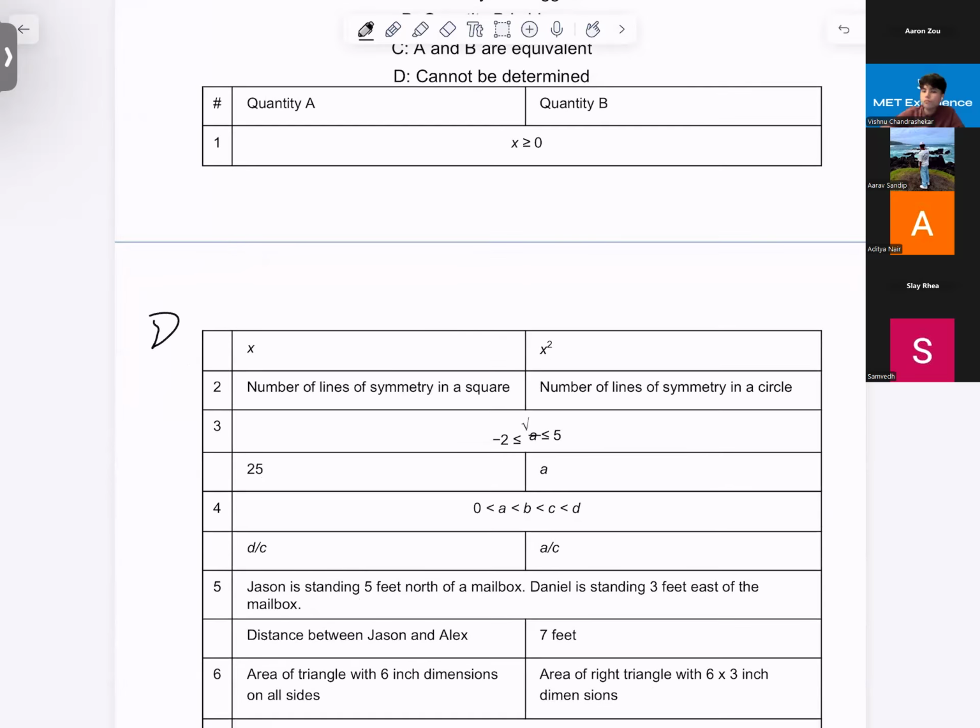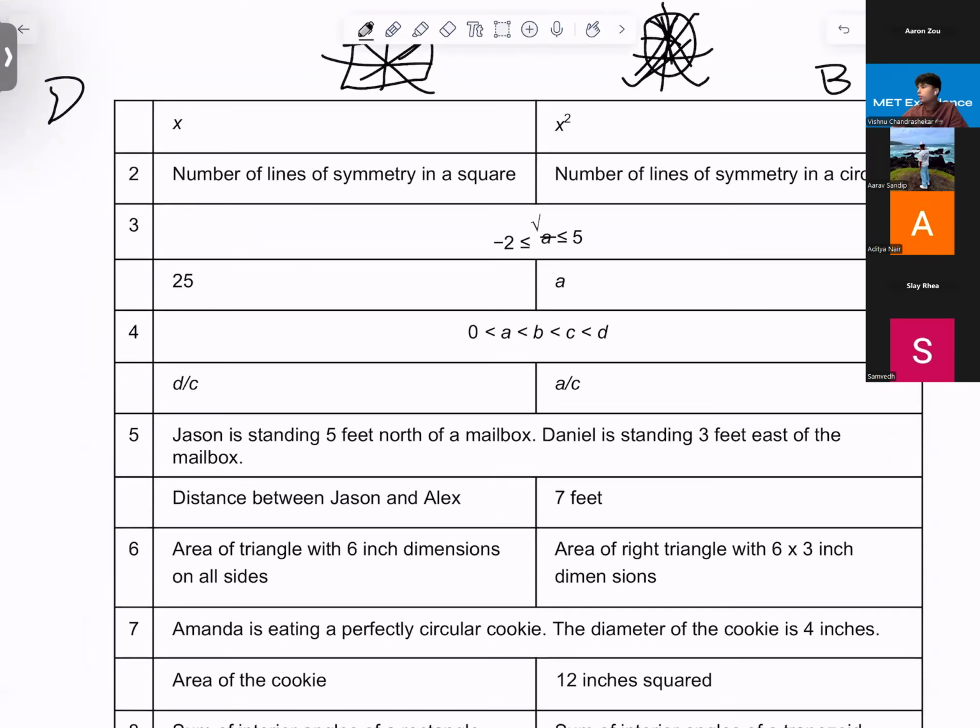All right. For number 2, the symmetries in circles are significantly bigger because in a square right here it's just through like that, but in a circle, it's almost infinite. So it's going to be B for 2. Okay. For 3, this would be answer option D. For this to be solved, we need A to be defined. So if A is greater than 0... Since we don't really know the value of A, we can't really determine the answer.